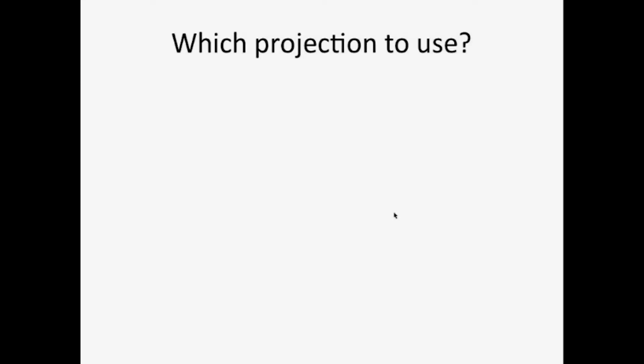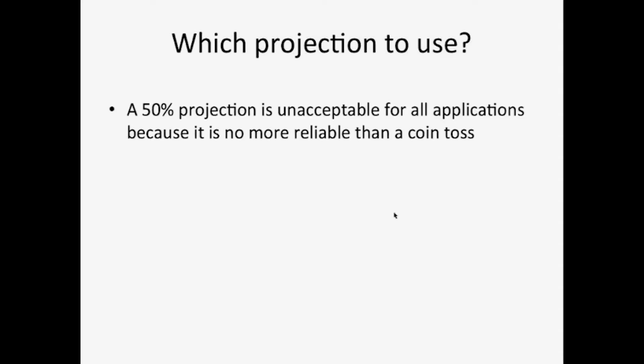So which projection do you want to use? Well, let's talk about that. A 50% projection, quite frankly, would be unacceptable for an individual if you're trying to, let's say, determine how long they may need some kind of financial support for survival.